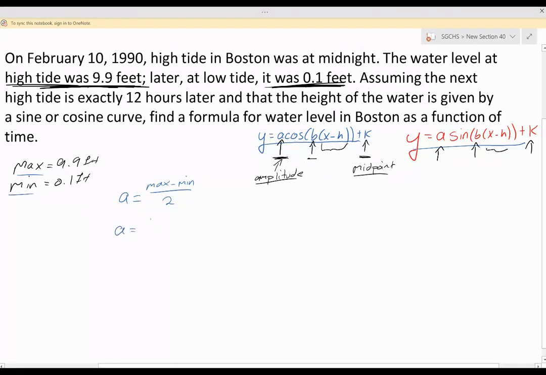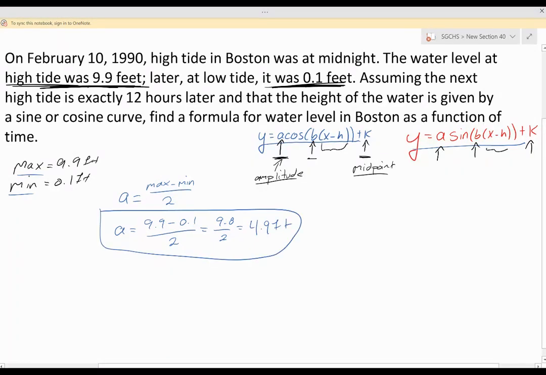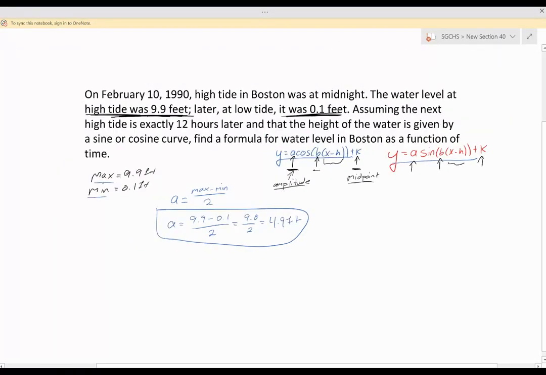So that means 9.9 minus 0.1 divided by 2 will equal 9.8 divided by 2, and 9.8 divided by 2 gives us 4.9 feet. So we have an amplitude of 4.9 feet. We will keep that in our back pocket until we start graphing.